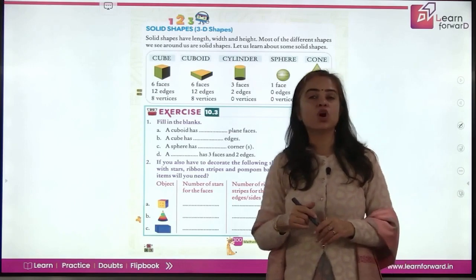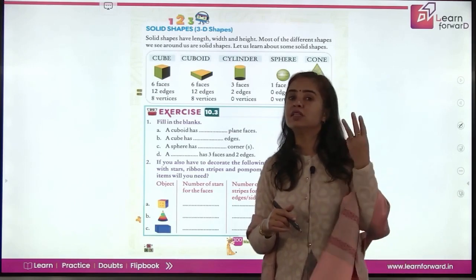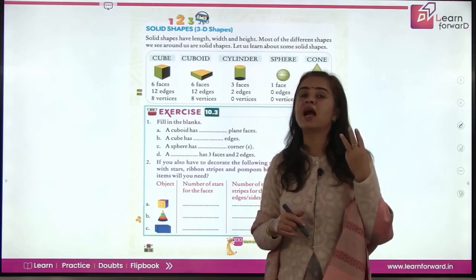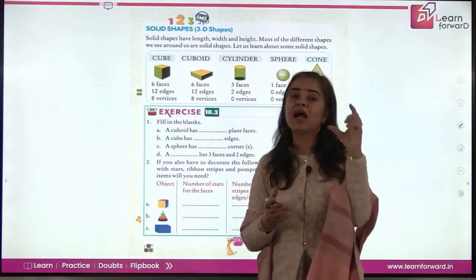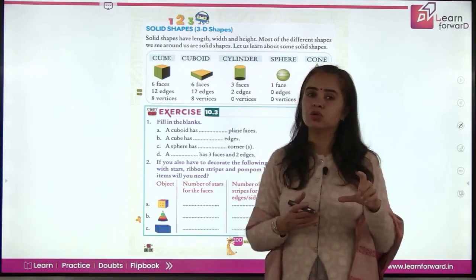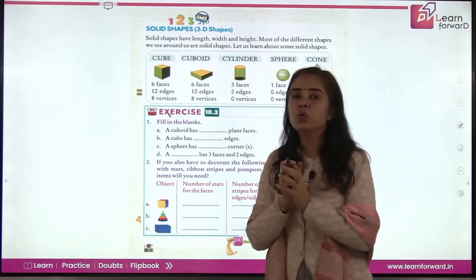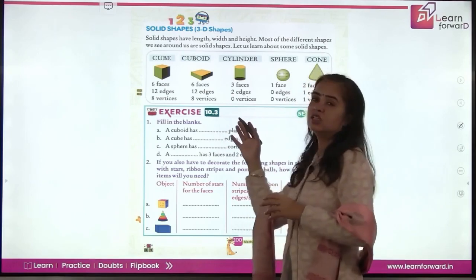Now we have solid shapes, which are also called 3D shapes, meaning 3 dimensions. What are the 3 dimensions here? Length, breadth and some thickness or height also, so that you can hold them. So these are the solid shapes we must know.